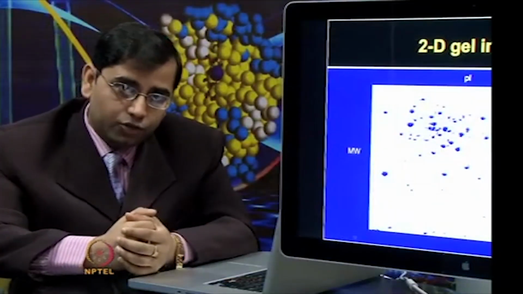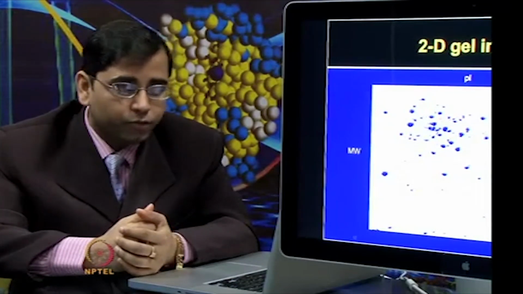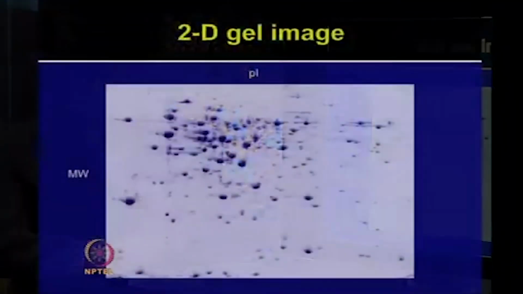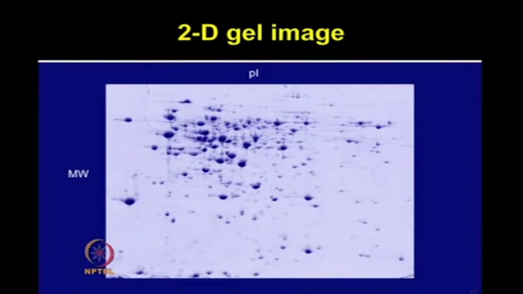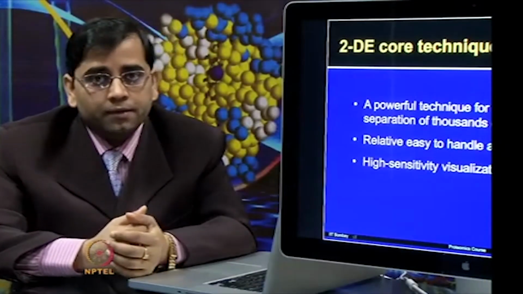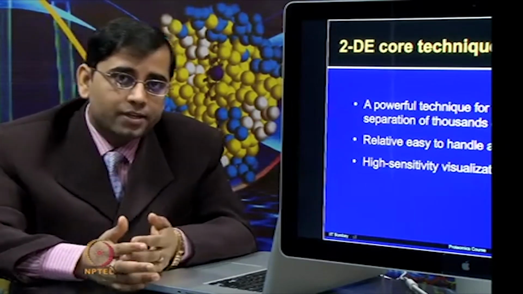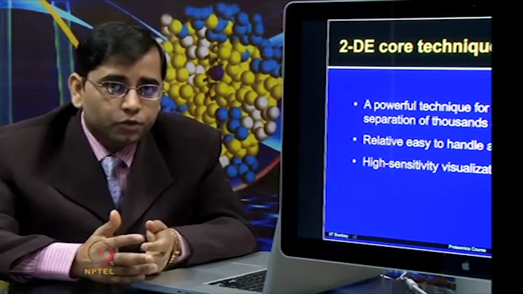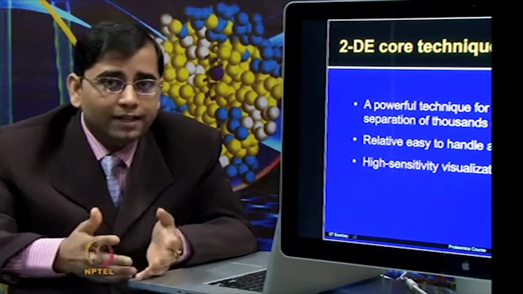I am showing you an image of a two-dimensional electrophoresis gel, or 2D gel, where each spot represents a protein, separated in this case from a bacterial sample, and each spot already provides you two pieces of information: its molecular weight and its isoelectric point. So, two-dimensional electrophoresis remains one of the core technologies to study the proteome, and it is applied in various biological applications.